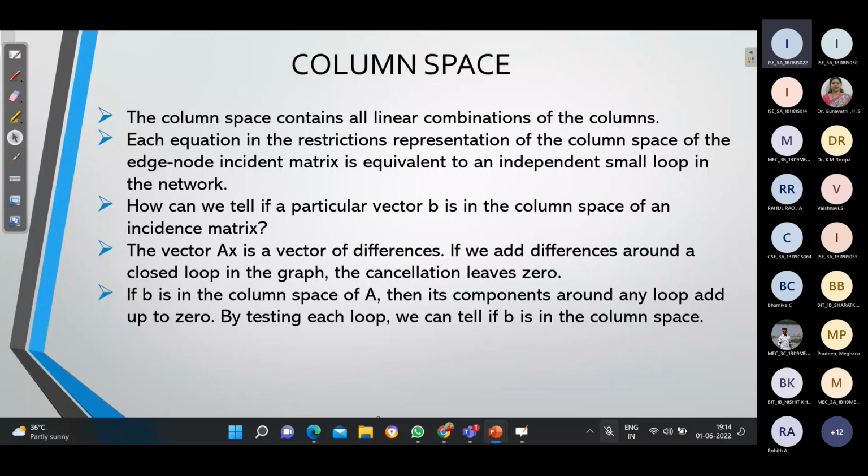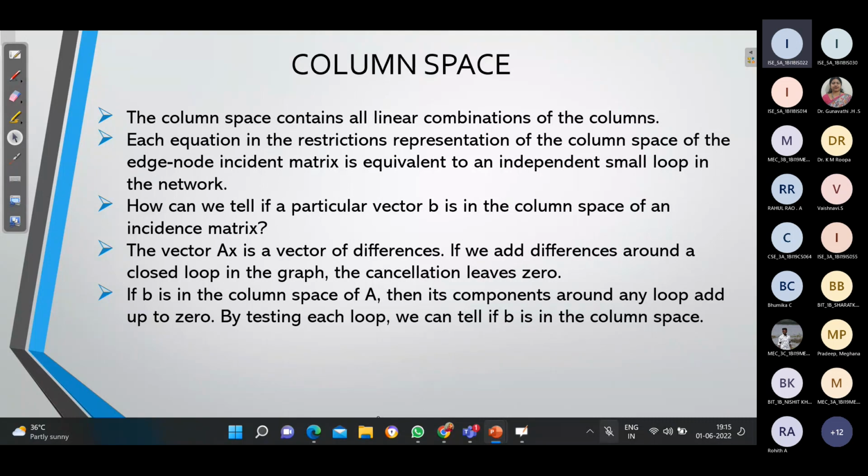Next is column space. The column space, as I said, is the set of linear combinations of all the columns. Each equation in the restrictions representation of the column space of the edge-node incidence matrix is equivalent to an independent small loop in that particular network.